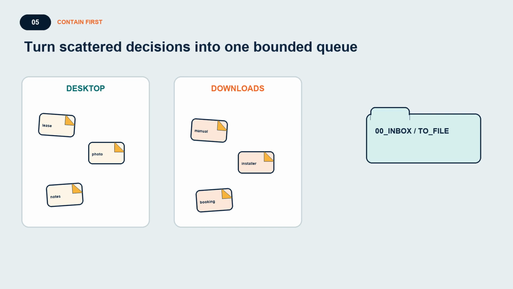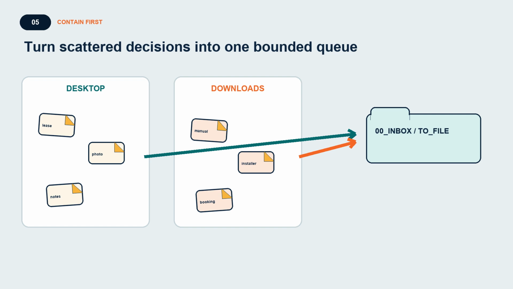Containment changes the problem. 100 files scattered across 2 noisy locations feel like 100 decisions. The same 100 files inside one inbox become a bounded queue. Do not begin by opening every document. Move the obvious personal material first.